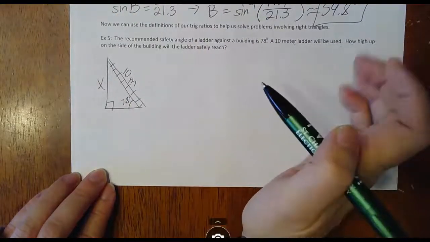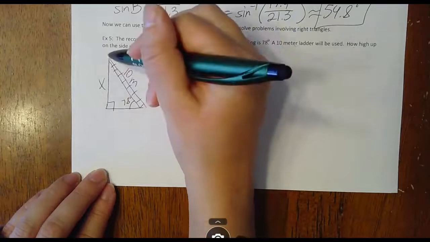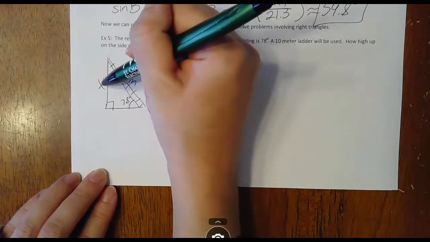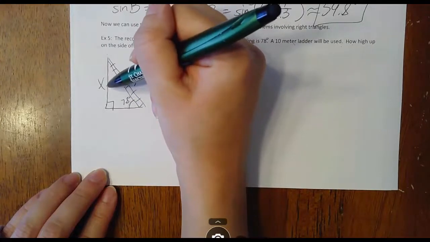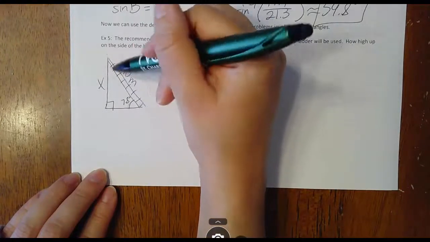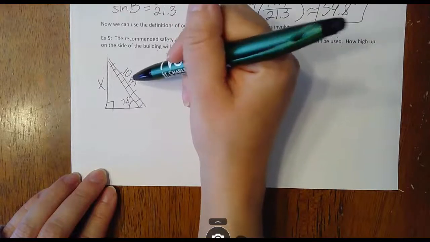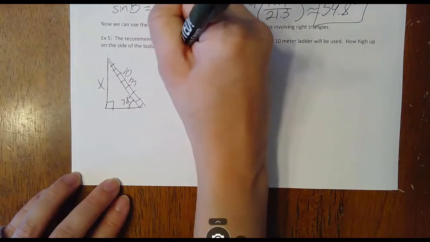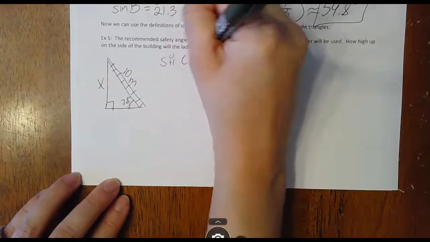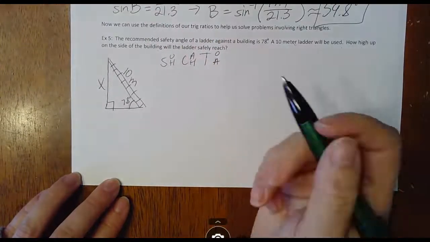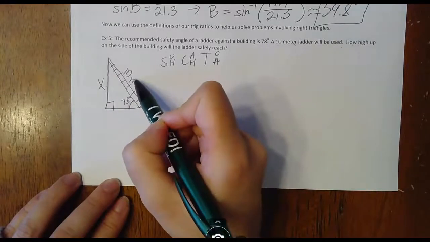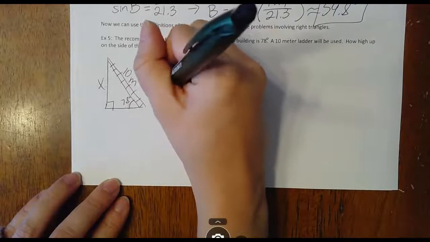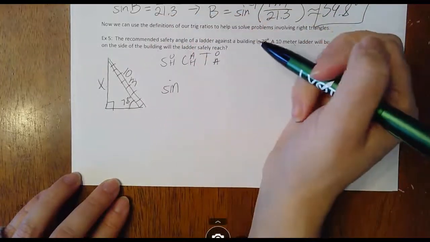So now that I have a picture, I can see that it's a right triangle. I see that I have an angle. The side that I'm solving for is opposite of that angle. And the side that I already have a length for is the hypotenuse of my triangle. So when I look at my SOHCAHTOA, I think, well, which one has opposite and hypotenuse in it? That would be the sine ratio. So I'm going to use the sine ratio to solve this one.